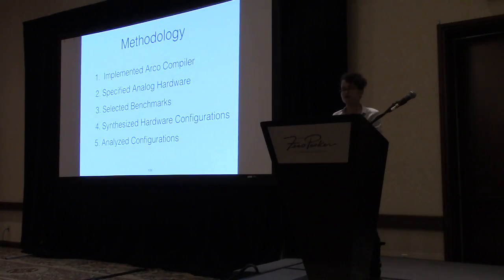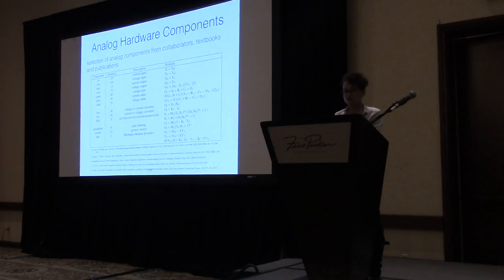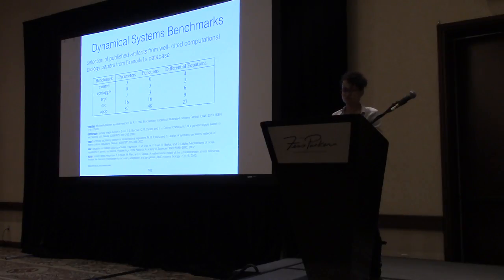So here's the evaluation. We implemented the Arco compiler. We specified some analog hardware and selected benchmarks from the biomodels database. We then synthesized hardware configurations from these benchmarks, and we analyzed the configurations. So the hardware components we used in our analog device are a selection of analog components from collaborators, textbooks, and publications. The dynamical systems benchmarks we selected are published artifacts from well-cited computational biology papers from the biomodels database.